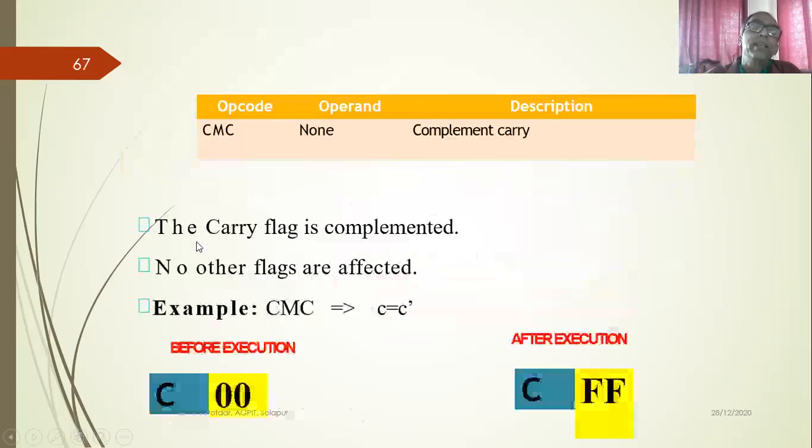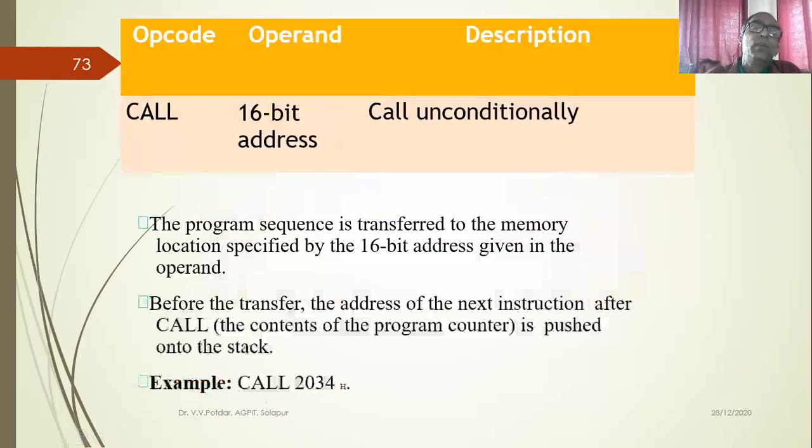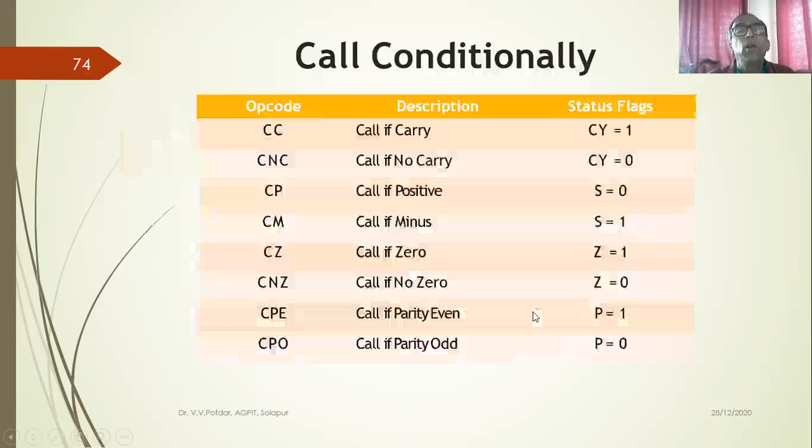Then the next instruction is call. Opcode is call. Operand is 16-bit address. Call unconditionally. The program sequence is transferred to the memory location specified by the 16-bit address given in the operand. Before the transfer, the address of the next instruction after call, the contents of the program counter, is pushed onto the stack. This is a call instruction, call conditionally. Now this is the set of opcodes we need to remember while calling with conditions.